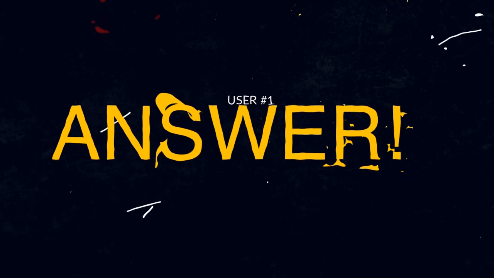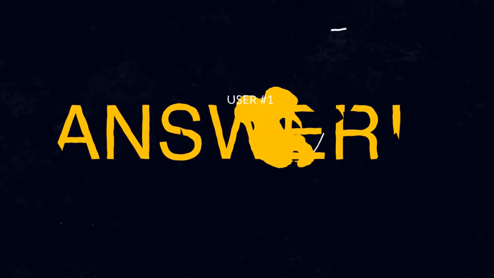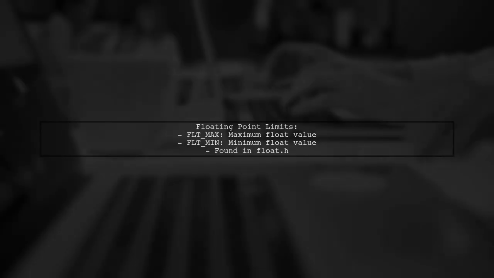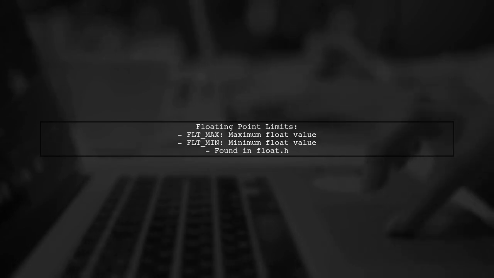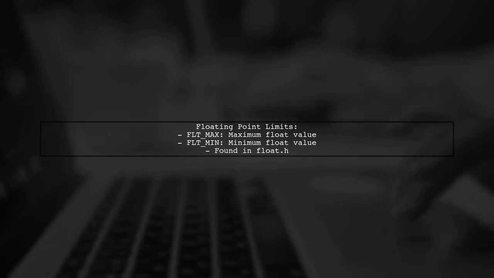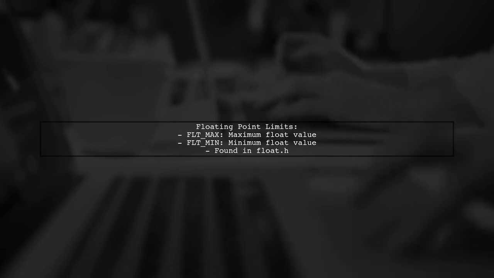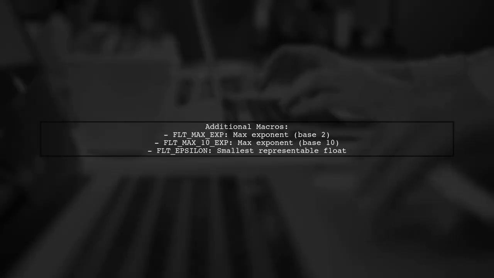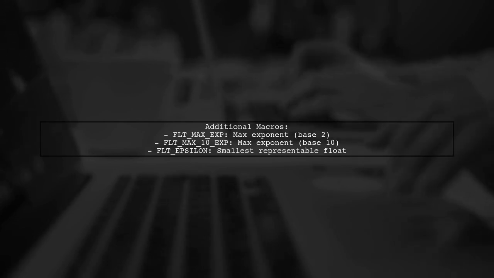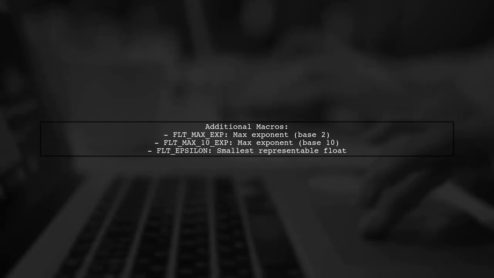Let's now look at a user-suggested answer. In C, floating point limits are defined by macros like FLT_MAX and FLT_MIN, which represent the maximum and minimum values for the float type. You can find these in the float.h header. There are additional macros such as FLT_MAX_EXP and FLT_MAX_10_EXP, which define the maximum exponent in different bases. The smallest representable float is defined by FLT_EPSILON.